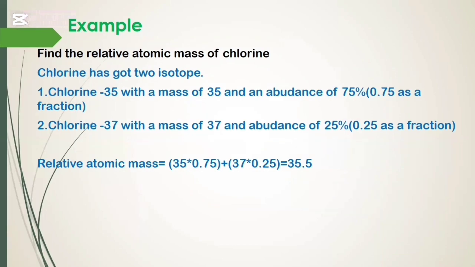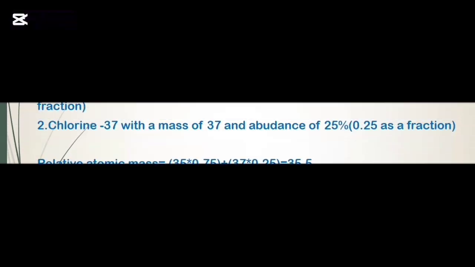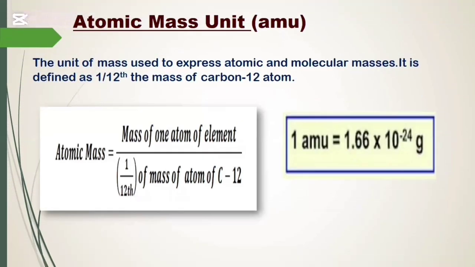Now let's move into the atomic mass unit. The atomic mass unit is a unit of mass used to express atomic and molecular masses. It is defined as 1/12 the mass of a carbon-12 atom. This concept was founded by a scientist called Jean Perrin, and he made a great contribution in defining this atomic mass unit.